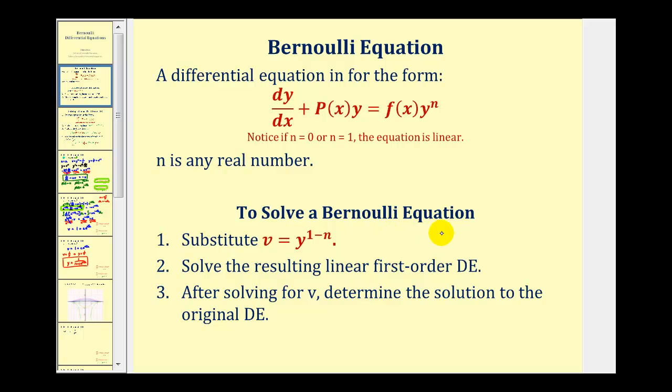And to solve a Bernoulli differential equation, we perform a substitution using the formula v equals y raised to the power of 1 minus n. By performing this substitution, the resulting differential equation will be a linear first order differential equation, which we'll solve using an integrating factor. Once we solve for v, we'll then go back and solve the original differential equation. So let's take a look at our example.